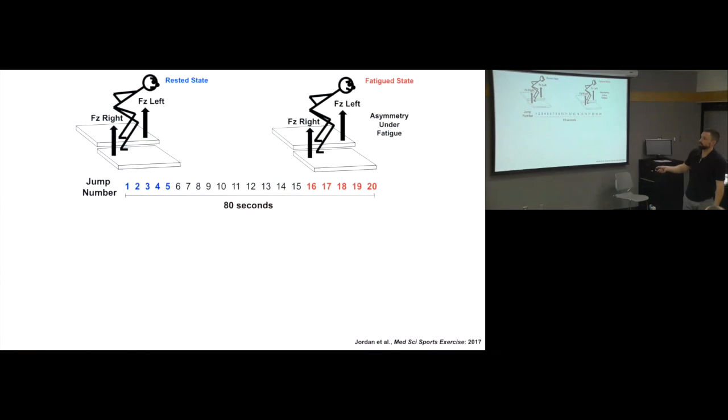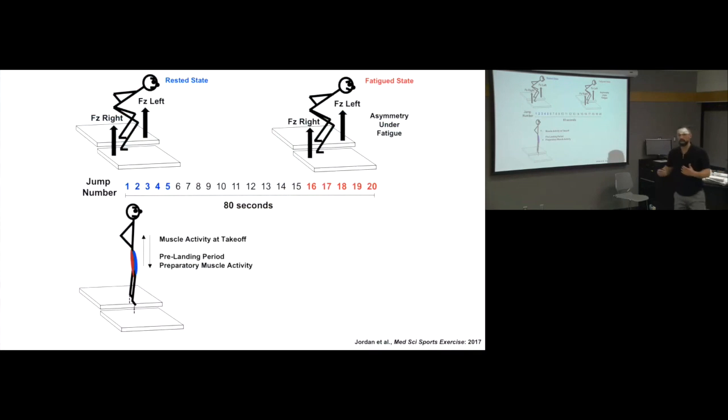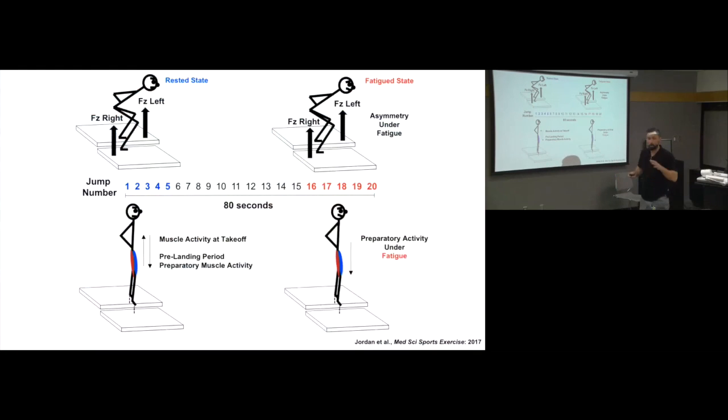So our test, we started off looking at 5 jumps. We extend this out to 20 jumps, 1 jump every 4 seconds for 80 seconds. Now we can look at their functional asymmetry in both a rested state and an acutely fatigued state. And we can look at the hamstring quadriceps activity levels at takeoff and also just in that instant before they touch down on the force plates, which is called preparatory muscle activity, which is important for pre-activating just before you touch down in the landing phase. And we can look at that both when they're rested and also when they're acutely fatigued.